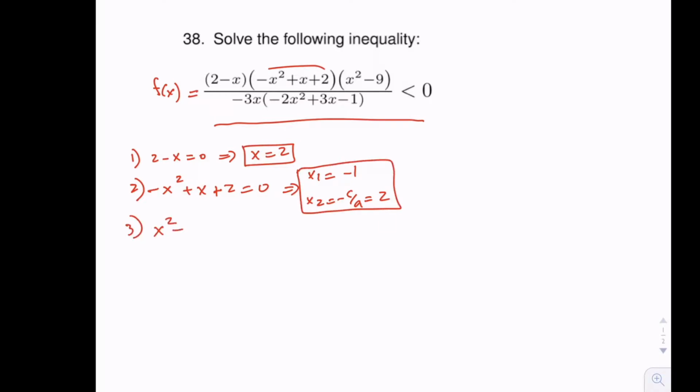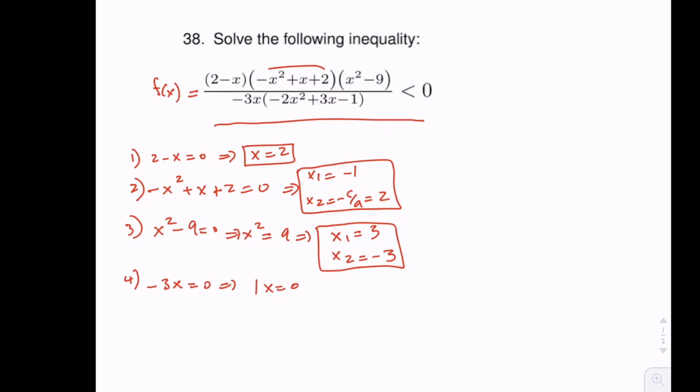Third, x squared minus 9 is 0. Therefore, x squared is 9 and x1 will be 3 and x2 will be minus 3. And for the denominator roots, we have minus 3x equals 0. Therefore, x will be 0. And minus 2x squared plus 3x minus 1 is 0. Since the sum of the coefficients of this quadratic equation is 0, x1 will be 1 and x2 will be c over a, which is 1/2.